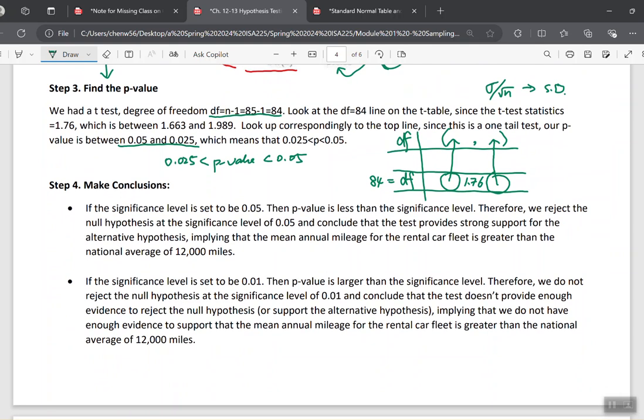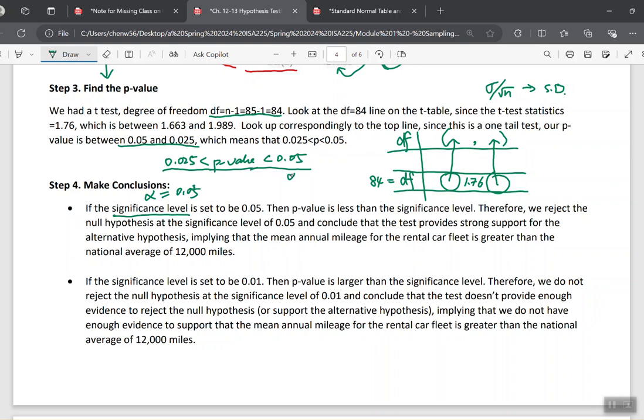Now here is the example, right? I made two kinds of significance level, or alpha, right? So alpha here is called the significance level. All right, so then I just made two cases, right? So if I said the significance level alpha is 0.05, all right, then what is your conclusion? Think about it. We say your p-value is larger than 0.025, less than 0.05, and now your alpha is 0.05.